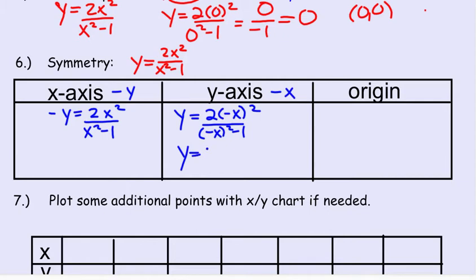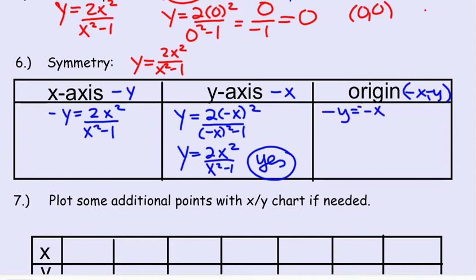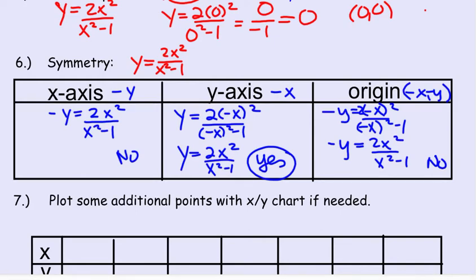And we simplify that, and we get the original function back. So this does have y-axis symmetry. Last test is for the origin. We replace the y with a negative. Replace each x with a negative. Simplify it, and that's also a no. So you do not have symmetry about the x-axis or the origin, but you do with the y-axis.